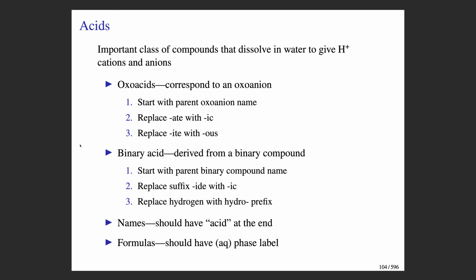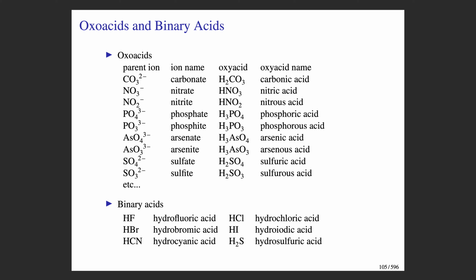There is another class of acids that we need to be able to name, so-called binary acids, which are derived from binary compounds. So we start with the binary compound's name, and then we replace the suffix IDE with IC, and we replace the term hydrogen with the hydro prefix. And so let me show you a few examples of that. So here, we would call this hydrogen fluoride. That's the name of the molecular compound.